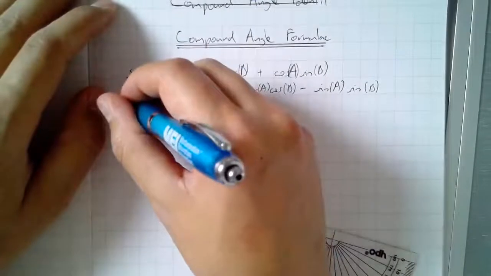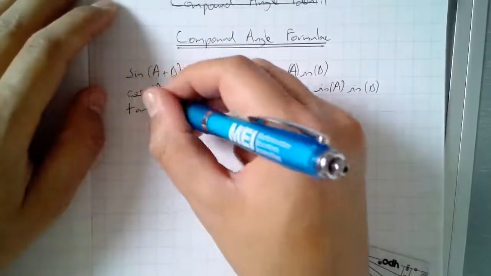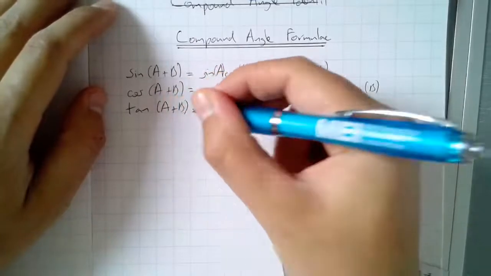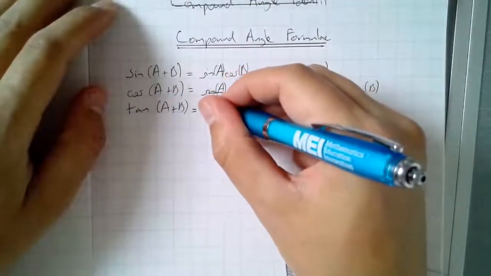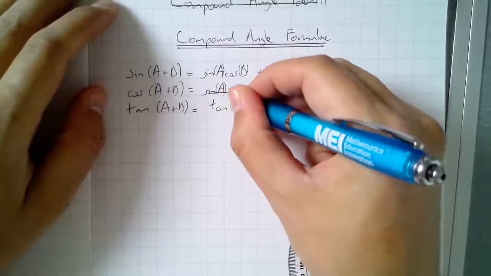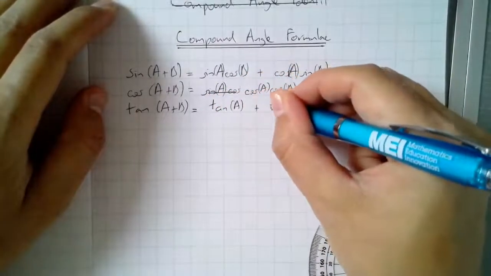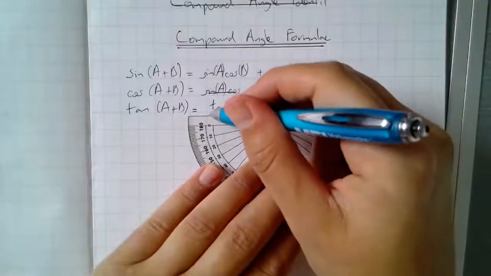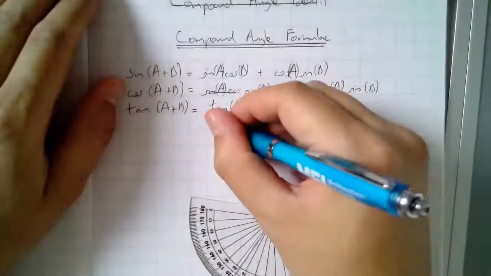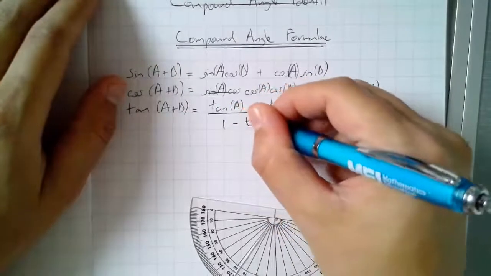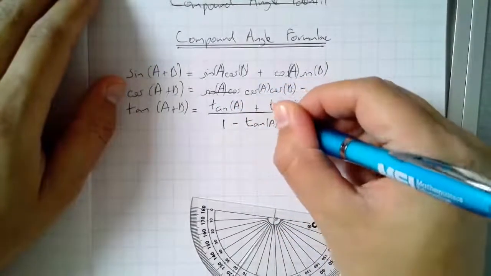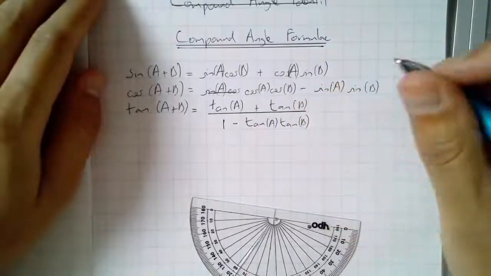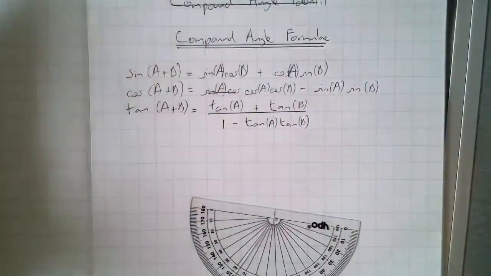And we've also got tan of A plus B is equal to tan of A plus tan of B all over 1 minus tan A tan B. Okay, so A and B are just angles.